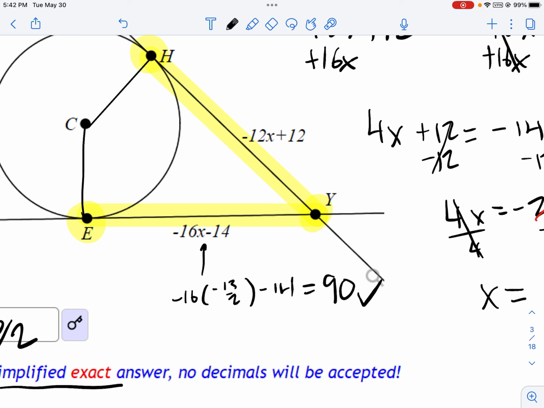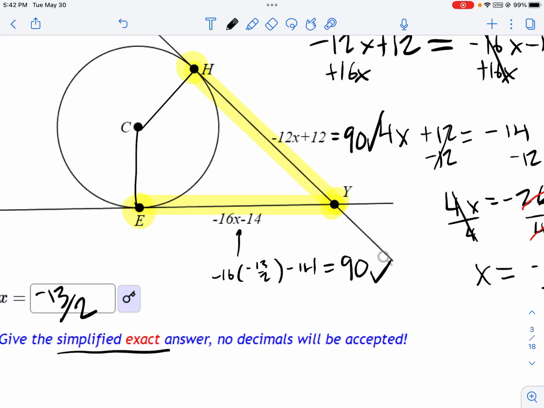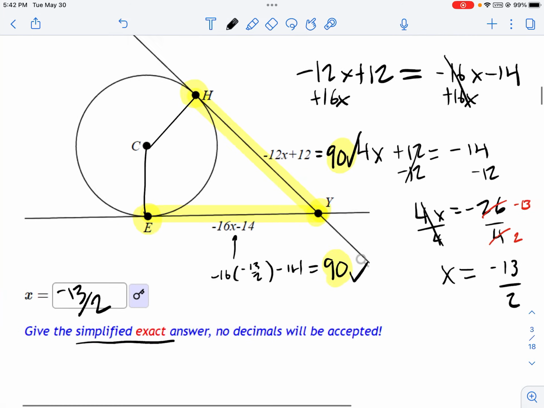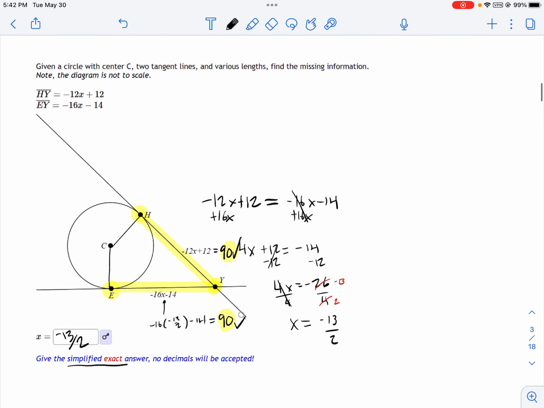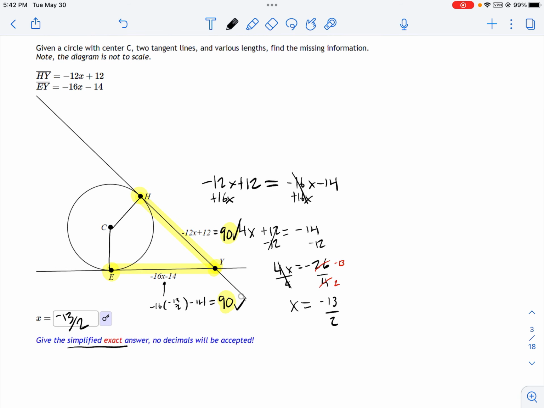Negative 12 times our negative 13 halves, plus 12 is also going to give us 90, which you'll notice is the same, as it should be. We know that they're the same distance, which means they should be the same number when we plug x back in. So you know for sure that's a valid answer. Even though it's negative, it's okay. As long as you plug it back in and you get a positive answer back, that is what matters the most here.